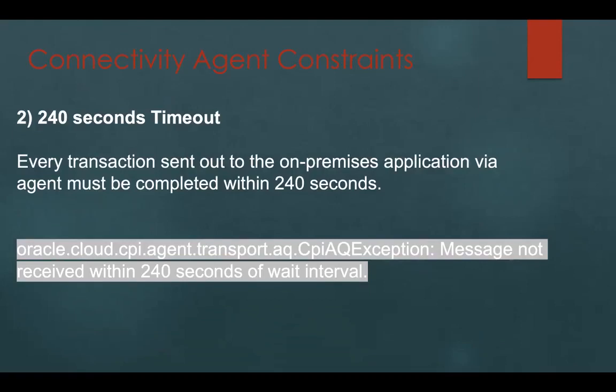Similarly, it is not only for the database. It can be for another application, EBS also. If you are trying to take some data from the EBS via the connectivity agent, if it is sending more than 10 MB data, then it will fail. If it is taking more than 240 seconds to send the response, then also a transaction may fail. So these are the two limitations of your agent.